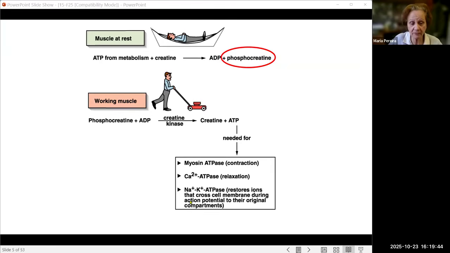And then you have, remember, 40% of the ATP is used for the function of this sodium potassium pump, not oxygen. I mean, 40% of the ATP that's produced in the body is used by this pump, sodium potassium ATPase. So that's why you need so much ATP for muscle contraction.